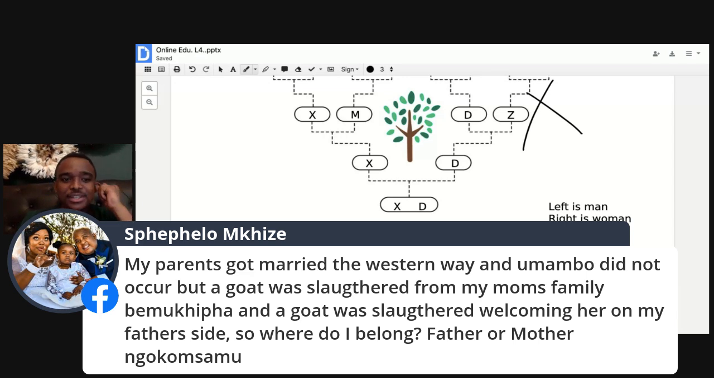I'm here now. Okay, so you're saying that your parents got married the Western way, did umambo, but umambo did not occur, right? But a goat was slaughtered to release your mother, and another one was released to accept your mother. So principally speaking, because principally the right thing was done, okay?